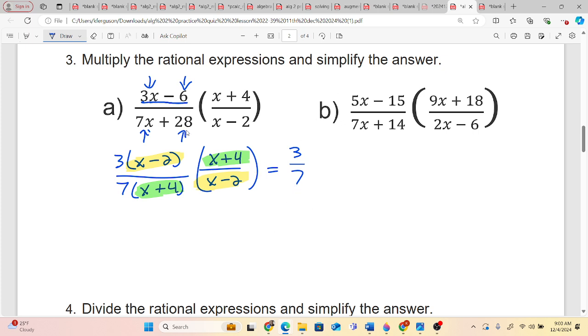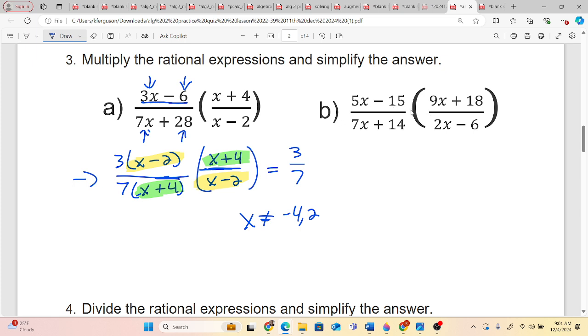The other thing is this, though. Did we talk about exclusions? Because we should have. So let's go back to before we cancel. What are my exclusions? What can't x equal? If this is my denominator here and this is my denominator here, I've got to think, what will make x plus 4 equal to 0? Negative 4. And what will make x minus 2 equal to 0? Positive 2. Yes, you need to. I'll make sure I put it in the instructions because I didn't think about doing it here. That's why I skipped it. So, it happens.